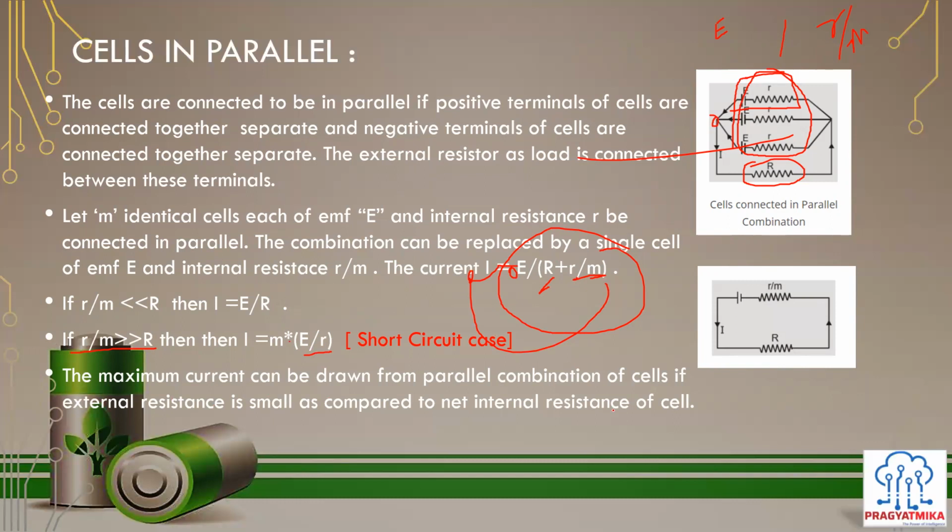So this is the maximum current that could be drawn from your parallel combination if the external resistance is smaller compared to the net internal resistance of the cell.